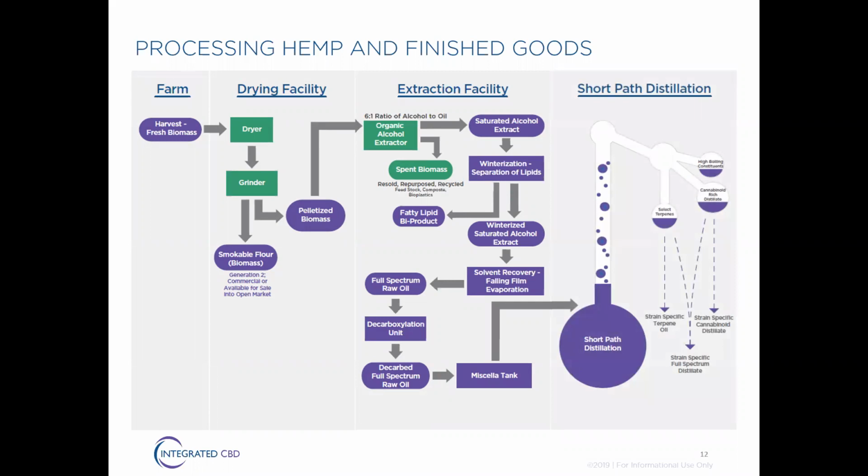Short path distillation, as mentioned previously, is a process in which we apply controlled temperatures and pressures to allow for select fractions of the mixture to be collected. The result is a select terpene strain-specific oil that comes off first at lower boiling points, and then at higher boiling points, a strain-specific cannabinoid distillate ranging 75 to 85% in cannabinoid profile. Either oil, or either product, if you will, can be sold separately or combined to form a strain-specific full-spectrum distillate.